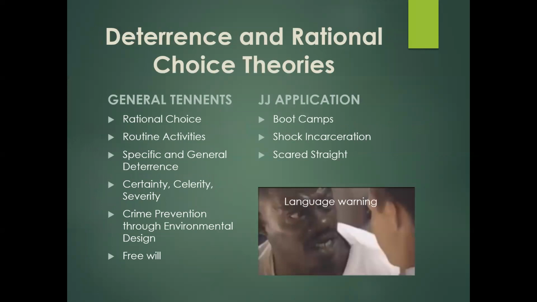So here, let's look at deterrence and rational choice theories. Deterrence is one of the originals, right? And what we're looking at here is saying that crime, or delinquency in this case, is a cost-benefit analysis.